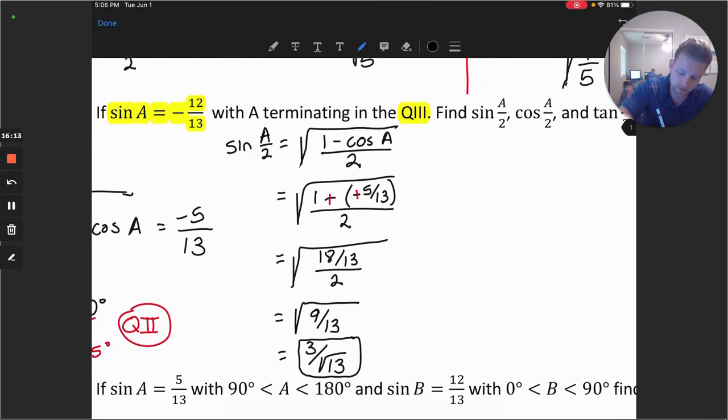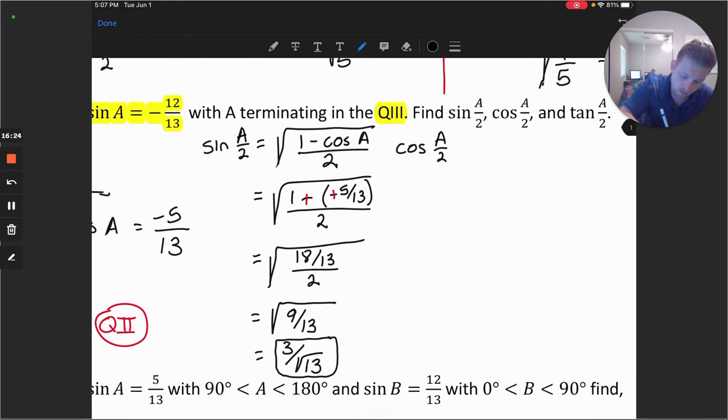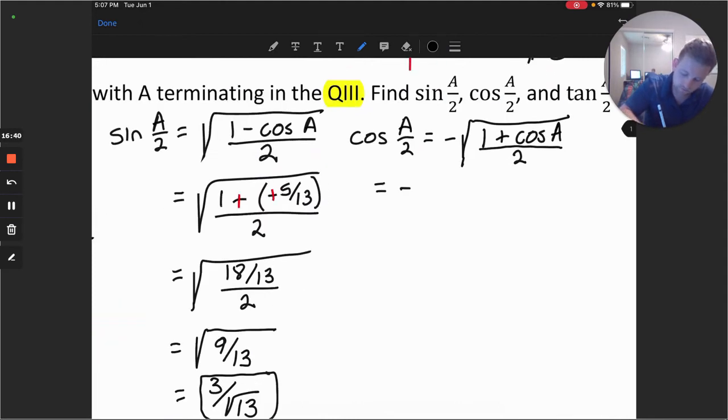We'll take a look at the cosine next. Cosine of A over 2. In this second quadrant again, we're going to be negative, so we're going to take the negative version of the square root. So we'll have 1 plus cosine A all over 2. The same cosine A is going to be used. So we have negative square root of 1 plus negative 5 over 13, all over 2.